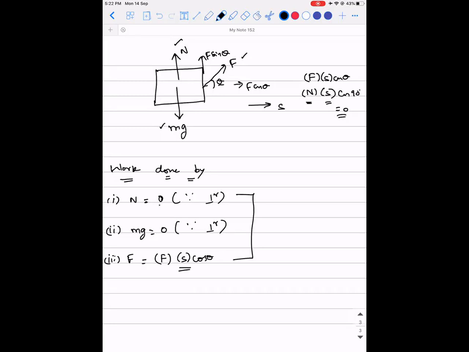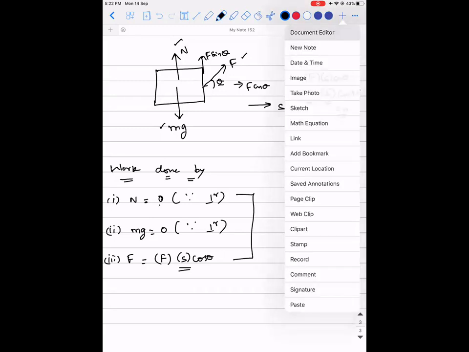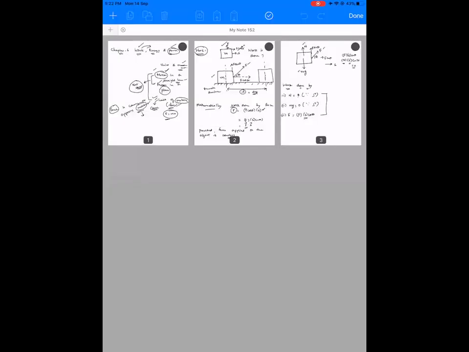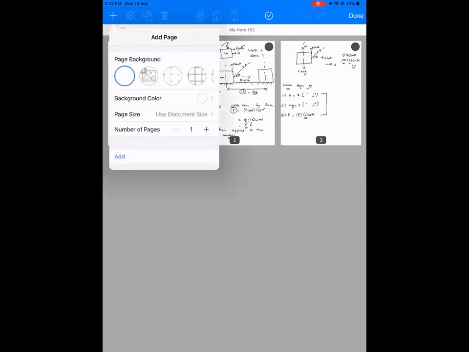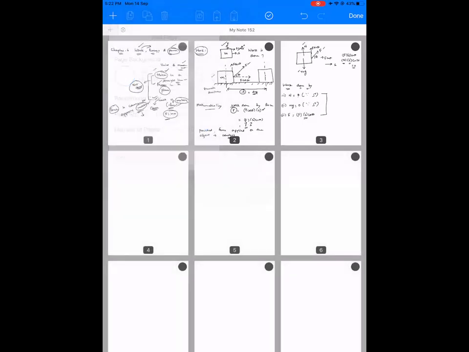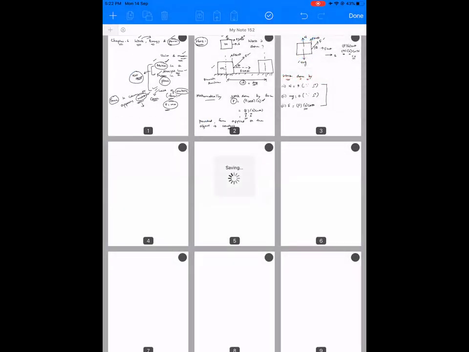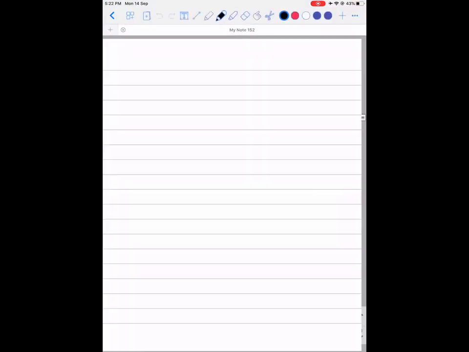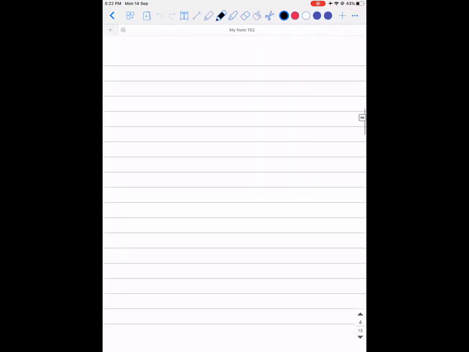Yes, sir. Okay. Then I'm going to proceed with the next topic. Now, what was the scenario I've taken? I've taken the scenario where the block is placed on a smooth surface. Now, what will happen if the same block is placed on a rough surface? Let's try to analyze the scenario.